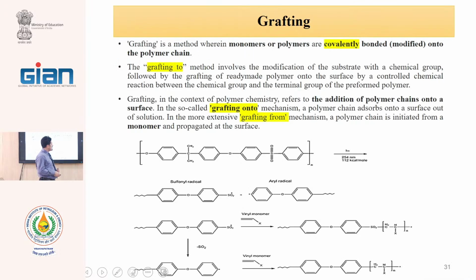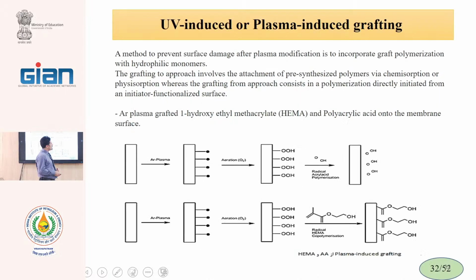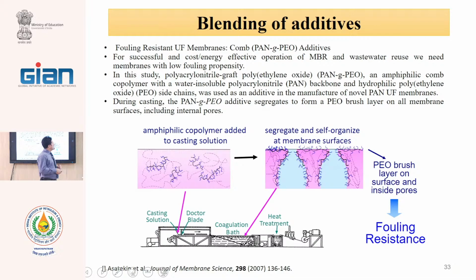We can graft many functional groups to the membrane surface. We have UV-induced or plasma-induced grafting. For grafting, we must first activate sites. For producing active sites, we can use UV irradiation, plasma irradiation, or gamma and other high energies. Blending of additives, hydrophilic additives, can locate on the surface of the membrane and inside the membranes and cause a decrease in fouling attachment.